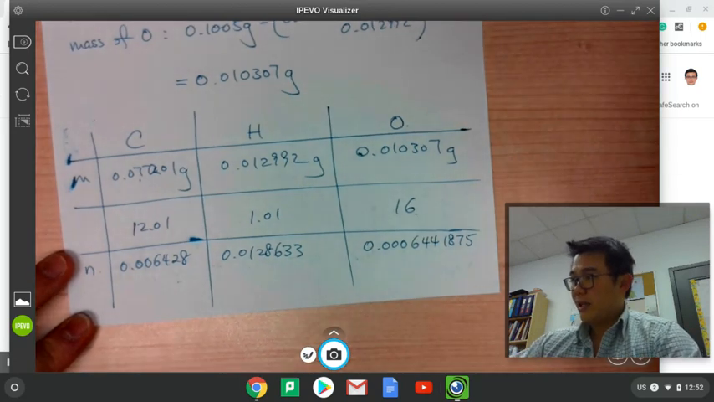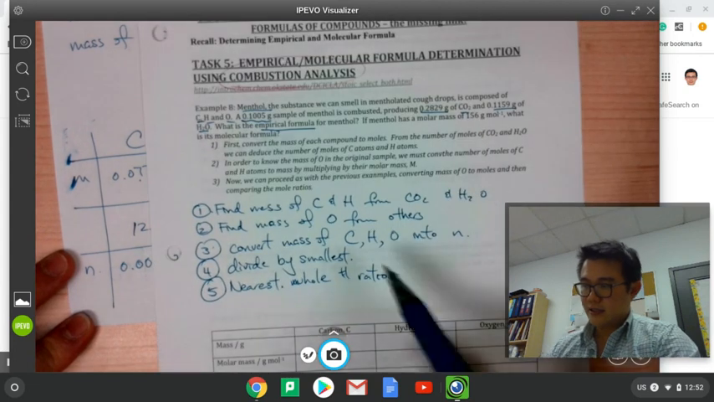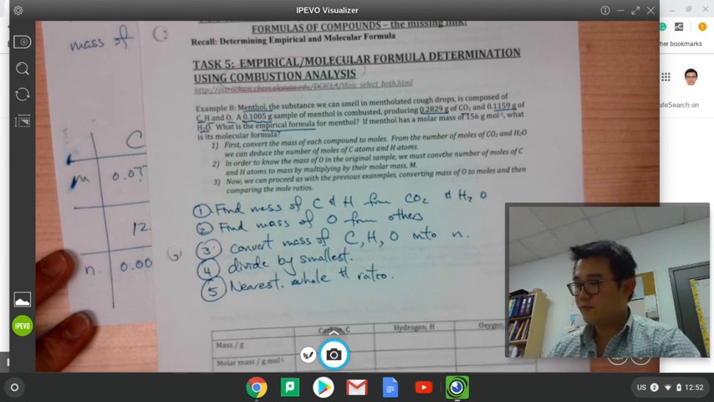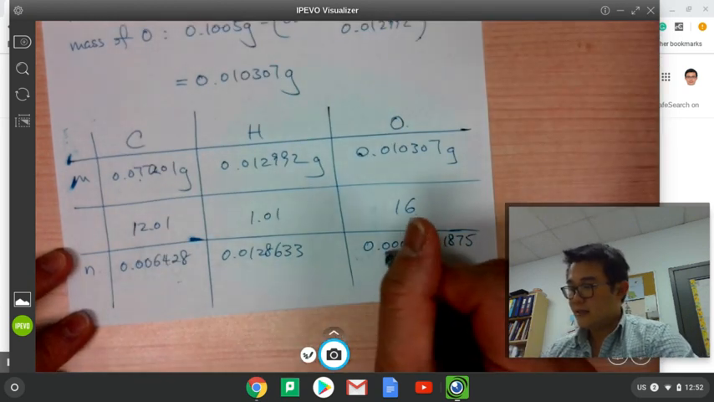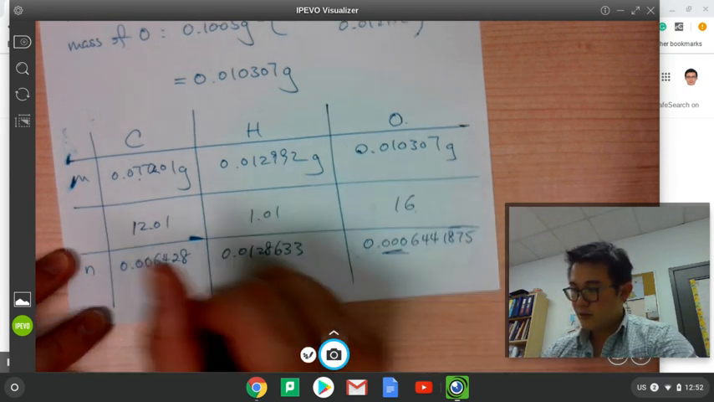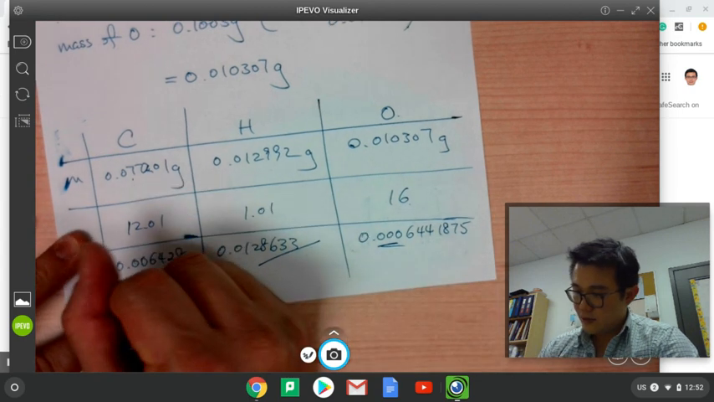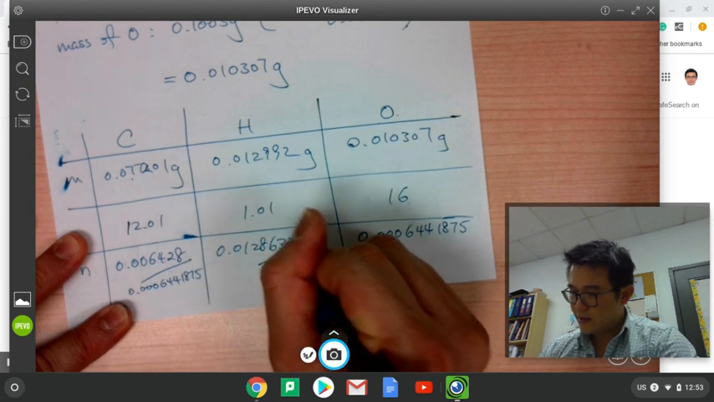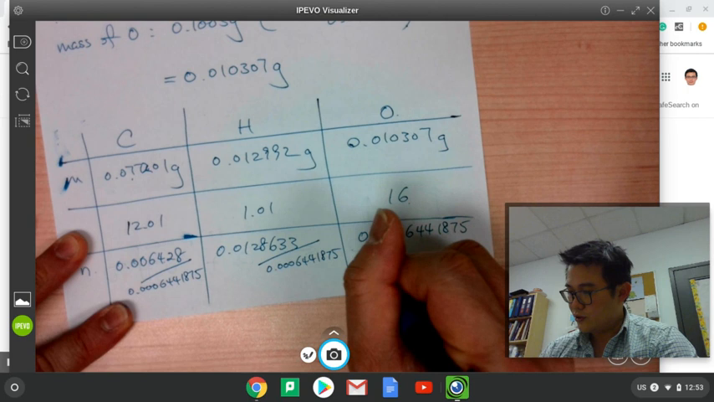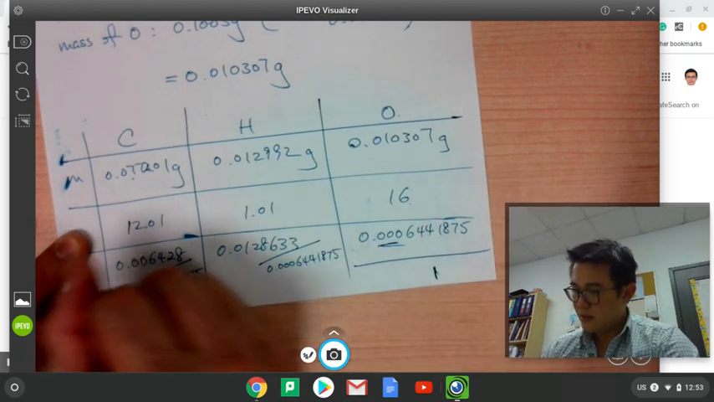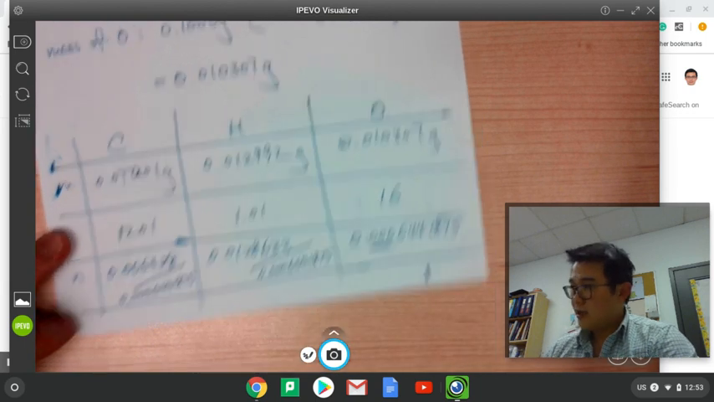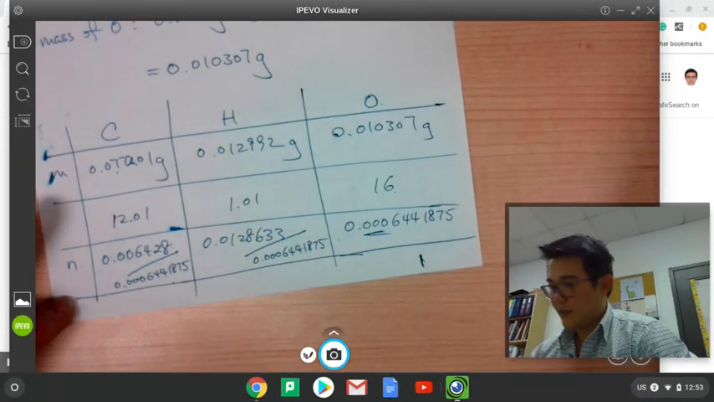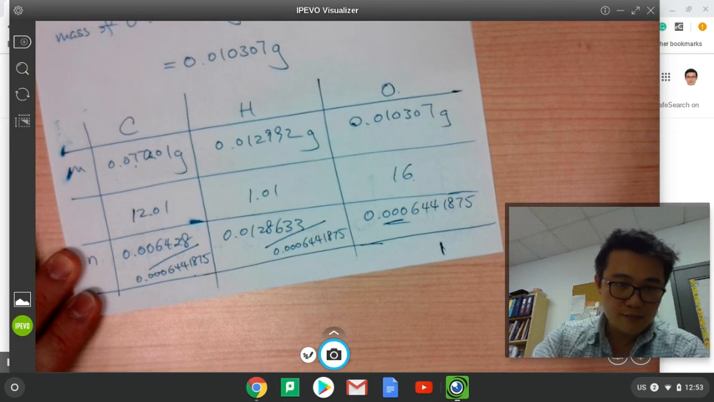So the game plan is step 4, divide by the smallest, and then use the nearest whole number ratio. Very obviously, this will be the smallest one, so all these will be divided by 0.0006441875. This will just end up being 1, okay? So this divided by this. Did I do this ahead of time? I hope so. It's not as fun if I didn't. So if I divide this, no, I didn't.